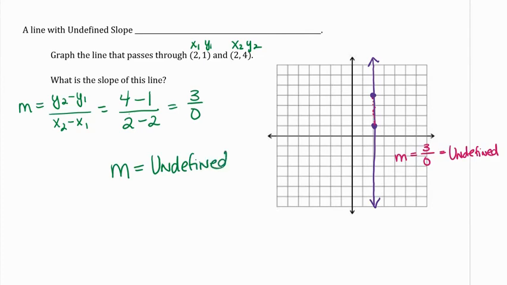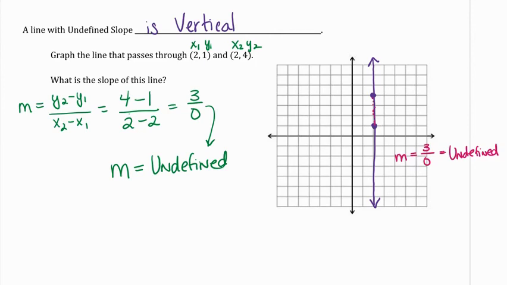Again, don't leave your slope as 3 over 0. That's not an answer. It is 3 over 0, but I need you to understand that 3 divided by 0 means undefined. That's an undefined slope. And just like horizontal lines will always have a slope of 0, vertical lines will always have an undefined slope. So a line with undefined slope is vertical.